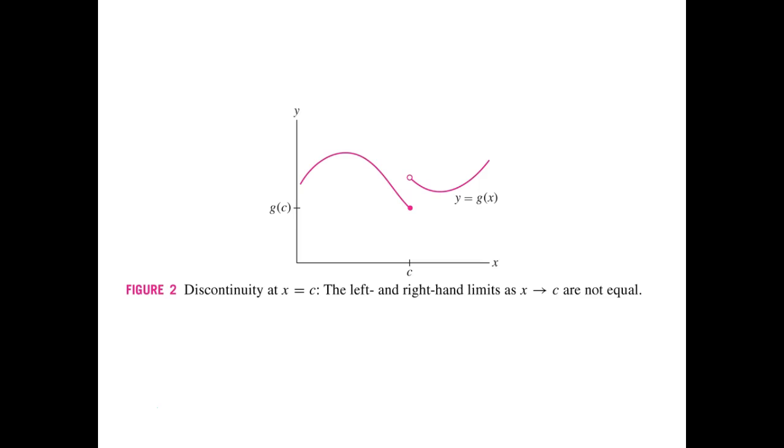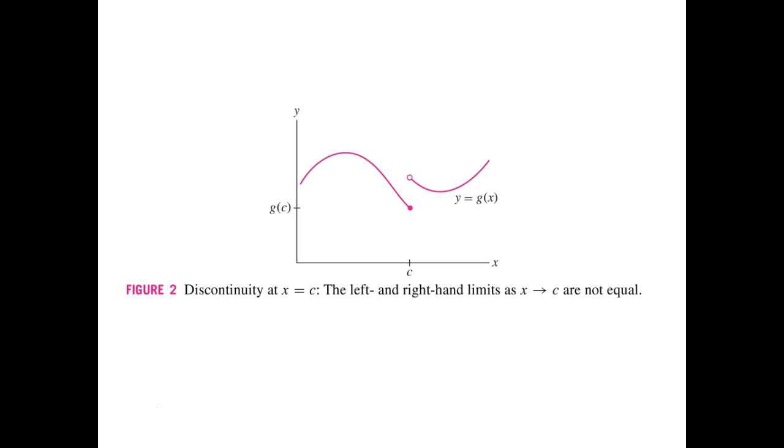So you have to have, okay, I don't want to get too far ahead. That's a discontinuity at c. The left-hand and right-hand limits as x approaches c are not equal. As x approaches c here, this is approaching g of c. As x approaches c from the right-hand side, you're approaching some number up here. That's not the same as this number down here, so it's not continuous.